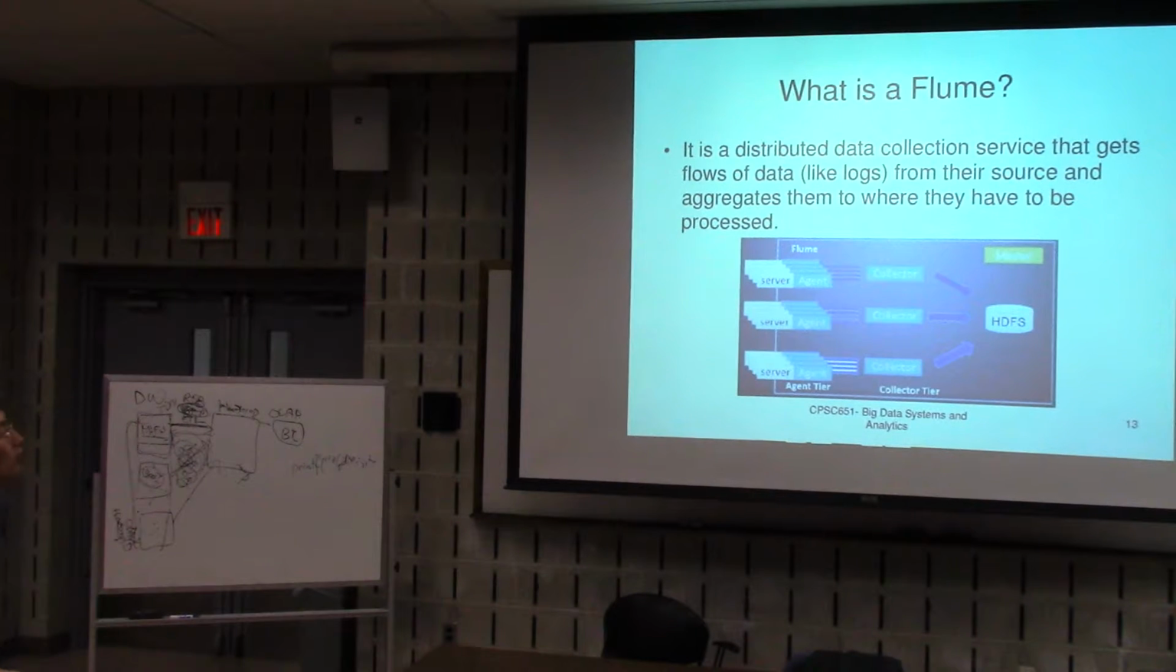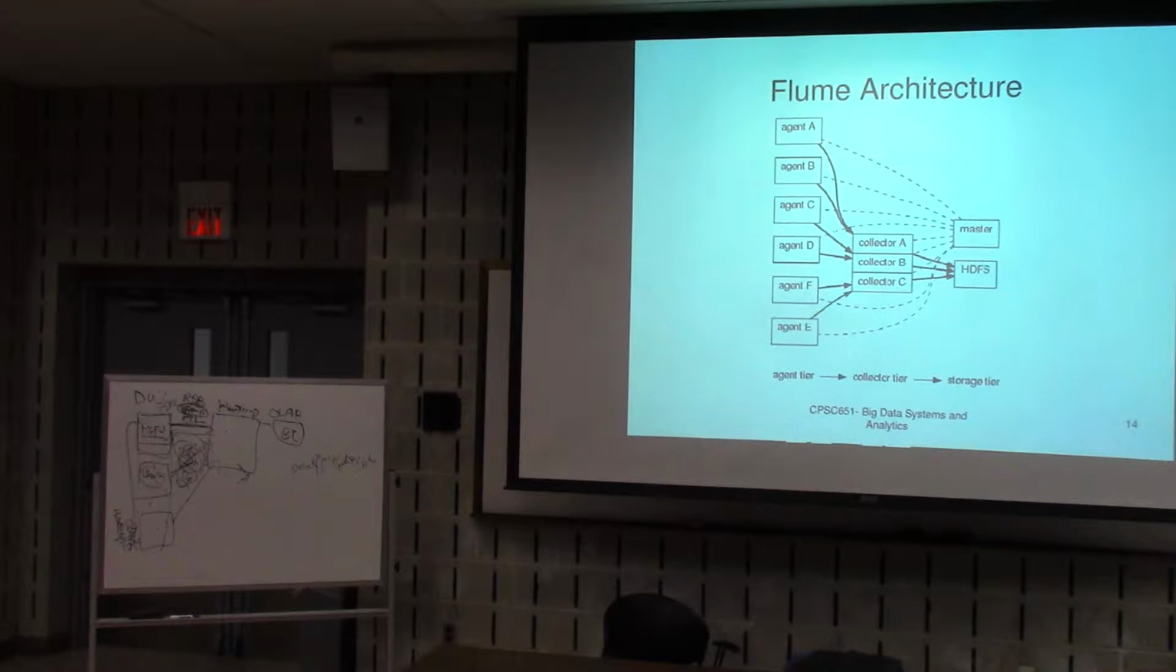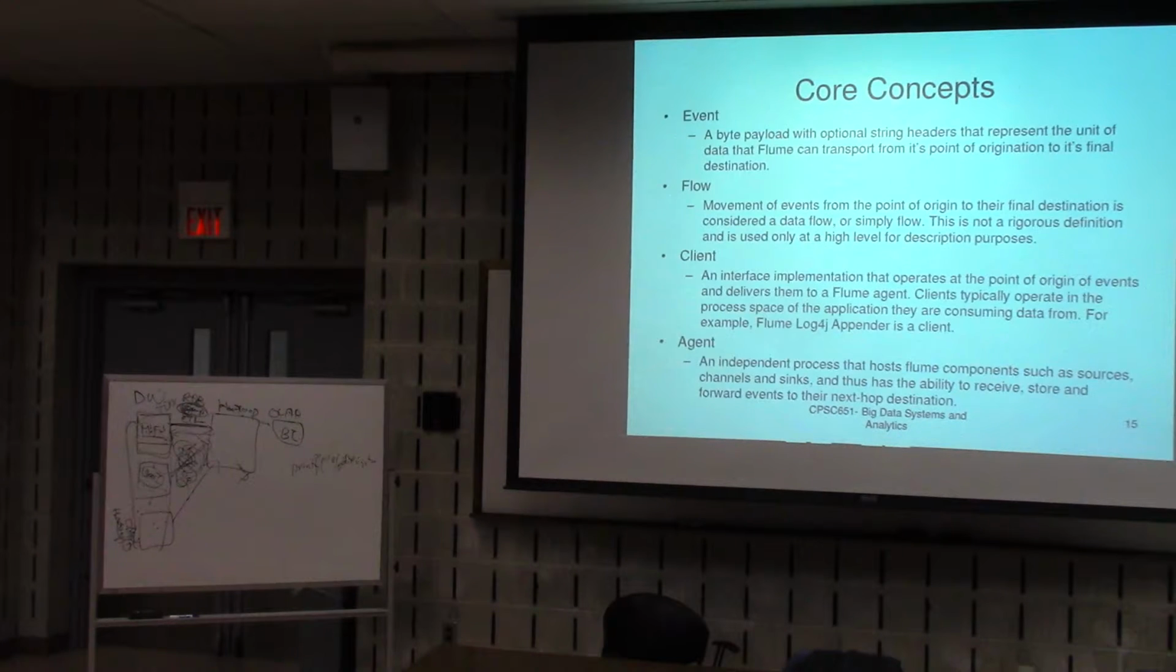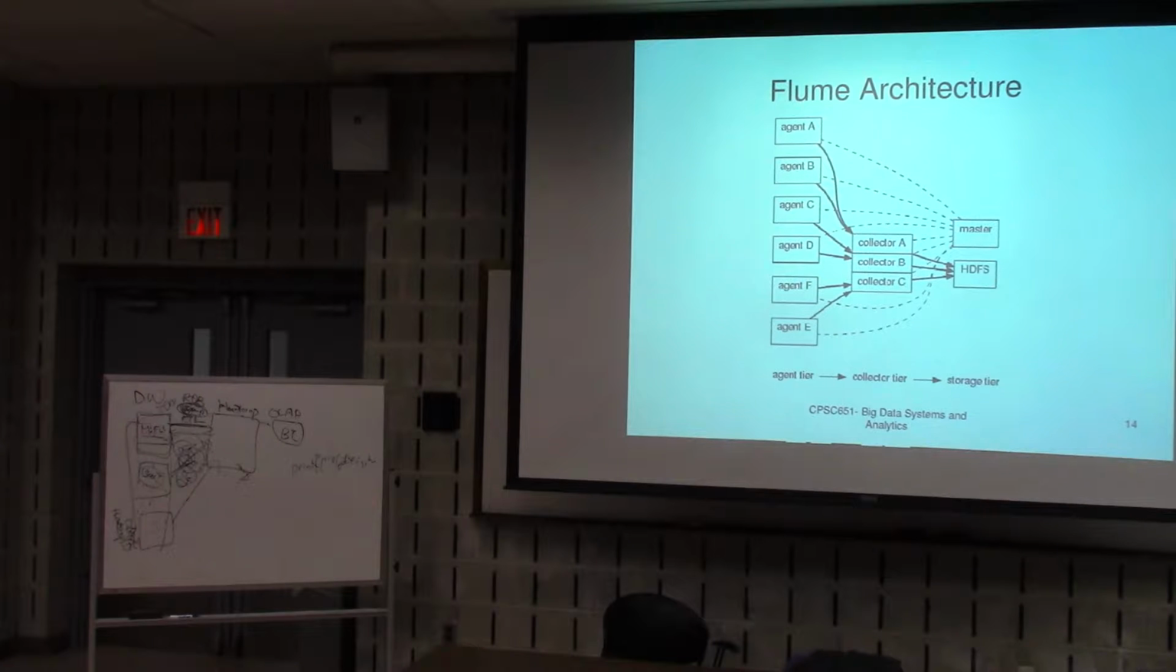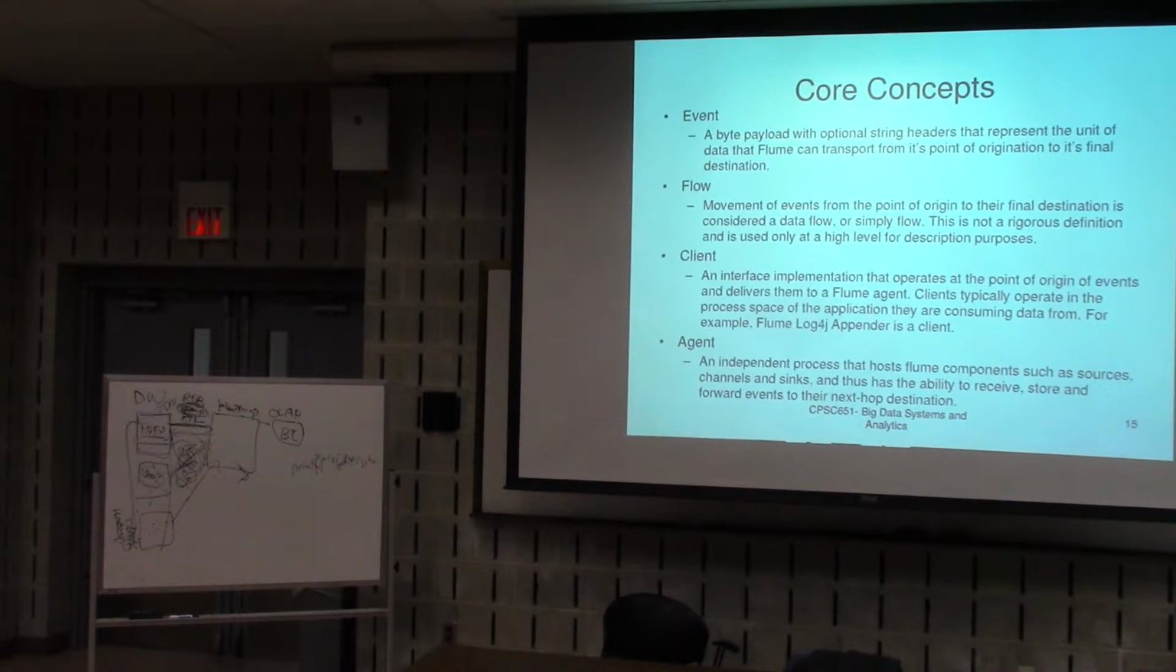So you can change the design. For example, if the agents are equally divided, then you have 3 collectors. Depending on how many log data you have, collector A can take 3 of them, collector B is for the D, and 2 of the agents for the C, something like that. Basically 3 tiers: agent tier, collector tier, and HDFS storage tier. These are the concepts of Flume.